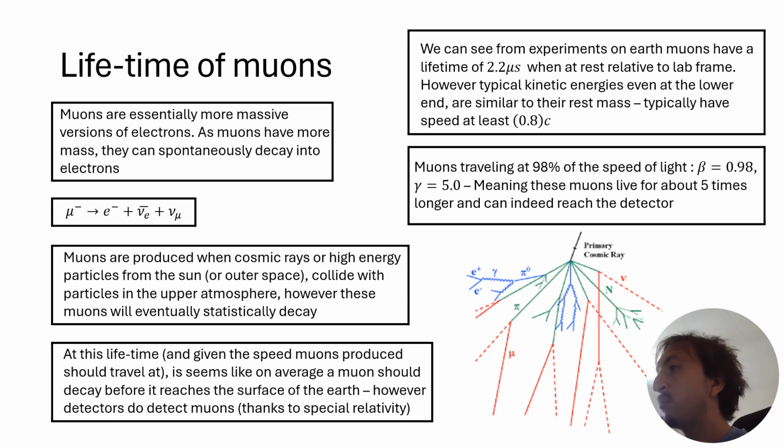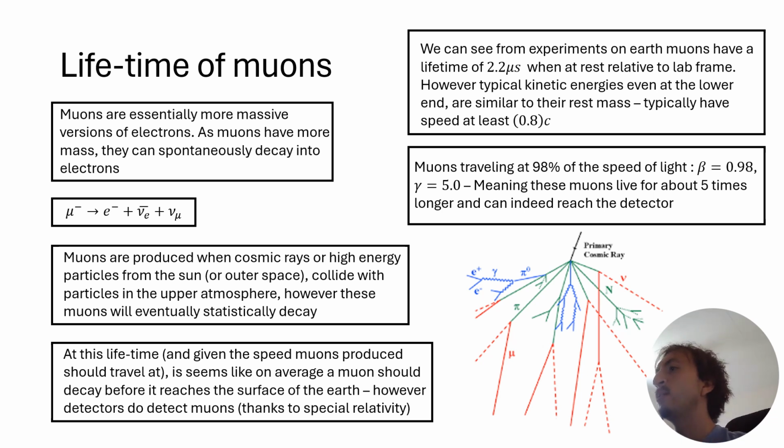But if we take beta equals 0.98, then we get a Lorentz factor of 5, so the muon would take, from our perspective, not 2.2 microseconds to decay, but 5 times 2.2 microseconds, or in other words, 11 microseconds to decay. And if you multiply that time by the speed, so 0.98 times the speed of light, you'll find that the distance these muons will be able to travel actually covers the distance between the upper atmosphere and Earth's surface, so we can detect them.